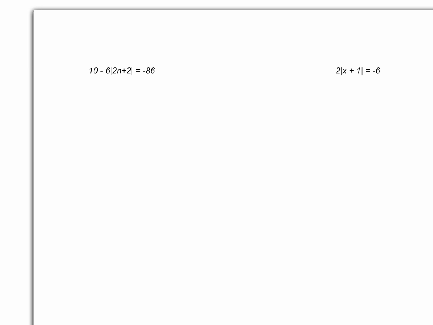This next one's a little more complex. And what we notice on this one that's different from the previous ones is that this absolute value is no longer isolated on one side. So that's the first thing we're always going to want to do. And I'm going to make a note. We're going to isolate the absolute value first.